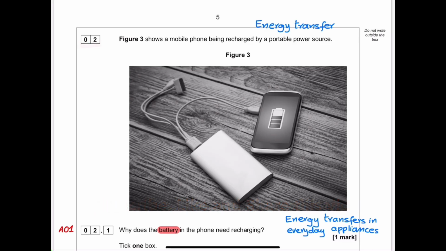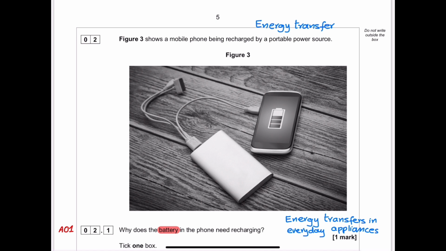Question number 2. Figure number 3 shows a mobile phone being charged by a portable power source. If you look here, the mobile phone is being charged when it is connected with the power source. A student must know what kind of energy is present in the battery. 2.1 is an A1 question, and this question is from energy transfer in everyday appliances.